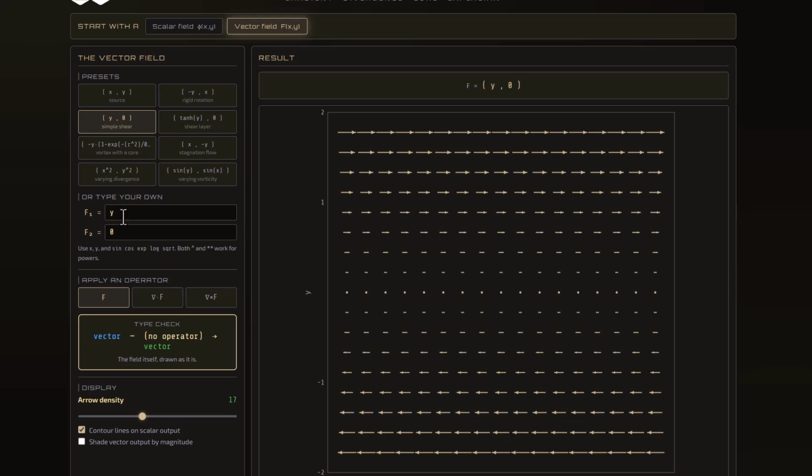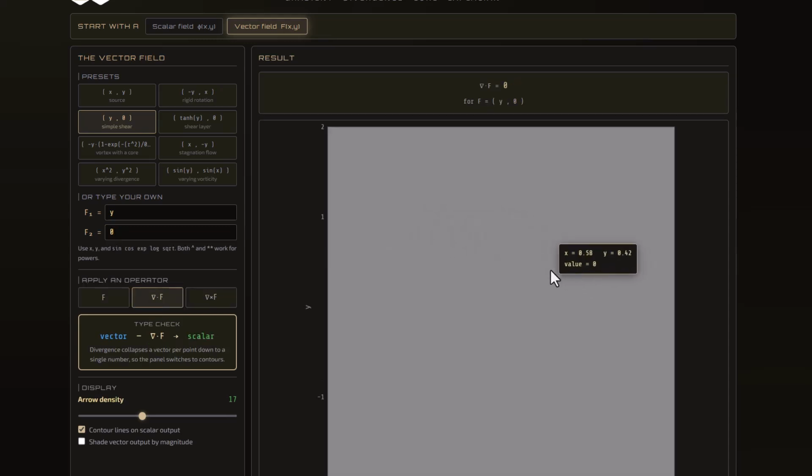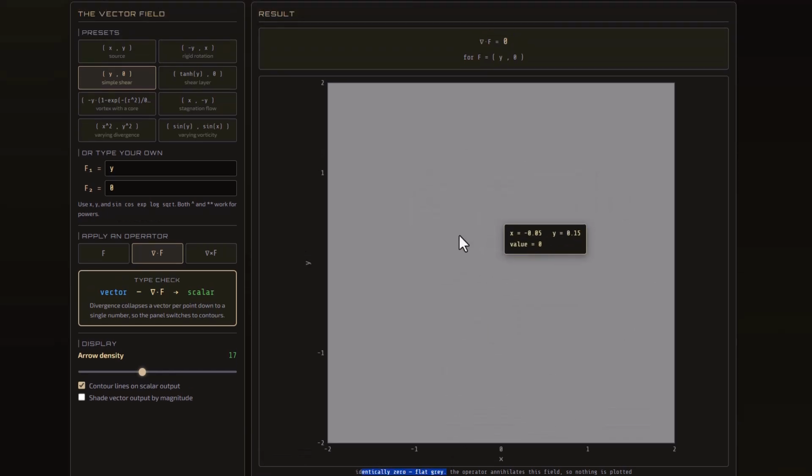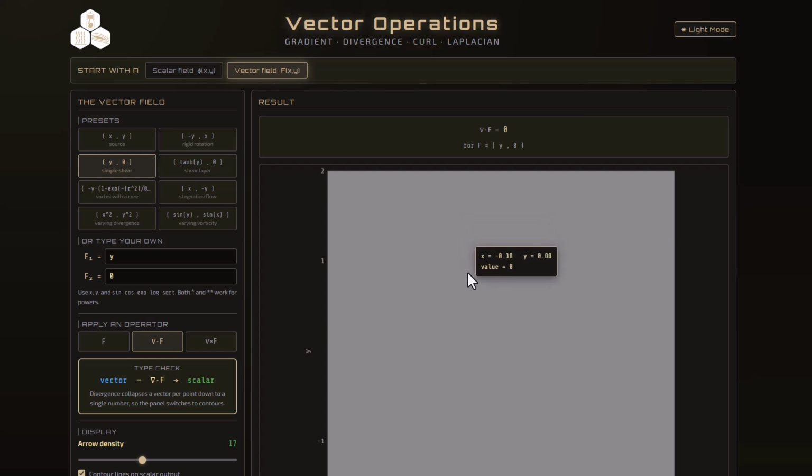Now, before we click on the divergence operator, let's see what we're going to get. If we take the partial of f1 with respect to x, y is treated as a constant, so it becomes 0. And the partial of f2 with respect to y also becomes 0. I'm expecting my divergence to be 0 everywhere, and it is. If you have a flat gray everywhere, you've got a divergence of 0.